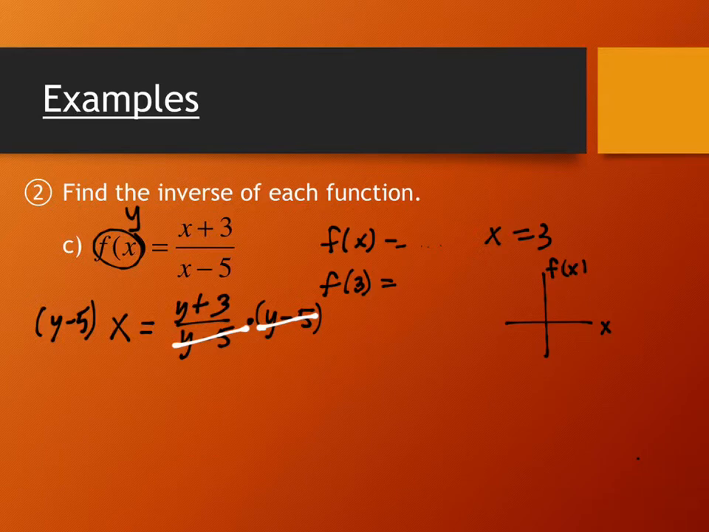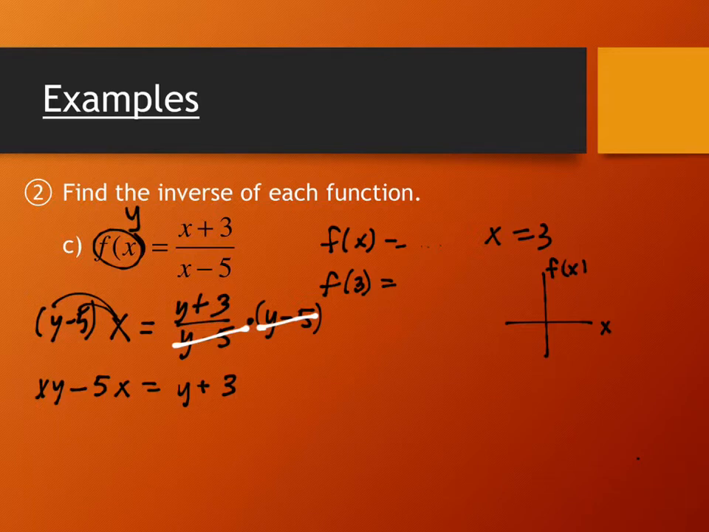So on the left, I can distribute. So now I have xy minus 5x. And on the right side, I have y plus 3. Okay, is that all good? Is that step all right? Okay, so that's good news.